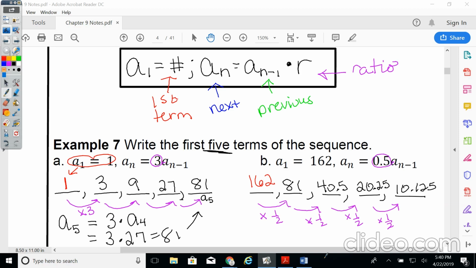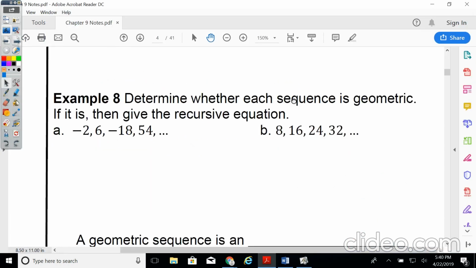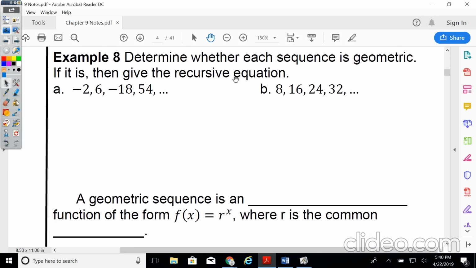All right, so that's the recursive idea for the sequence. For a geometric sequence, it's pretty much the same as an arithmetic. So now let's look at a couple of sequences and tell if they're geometric or not. For the bottom part, determine whether each sequence is geometric. If it is, then write the recursive sequence.